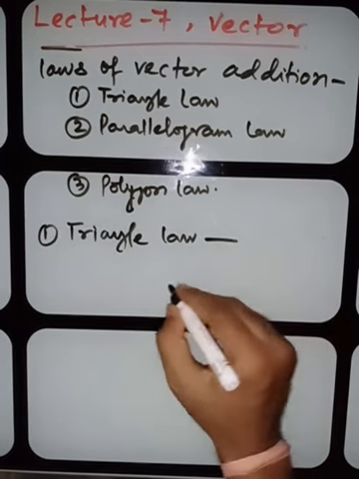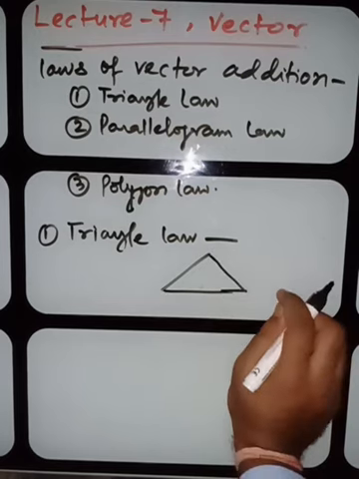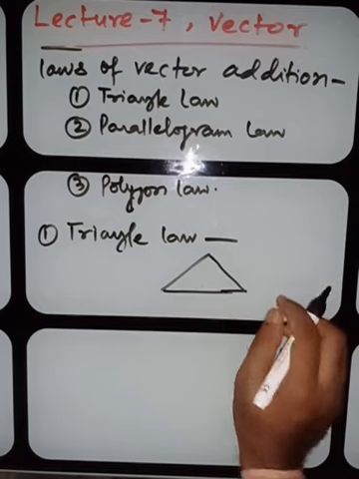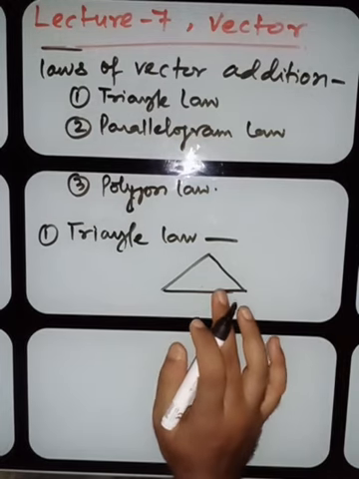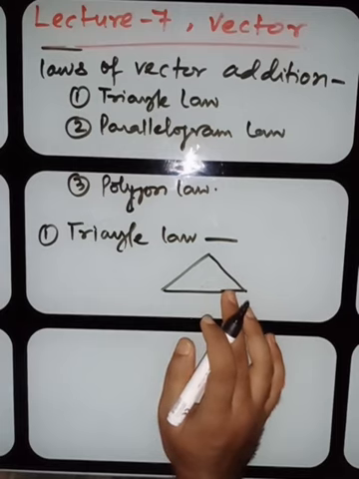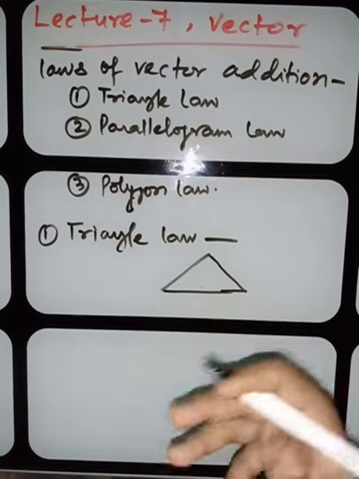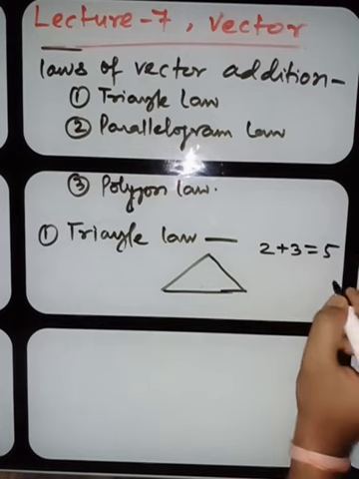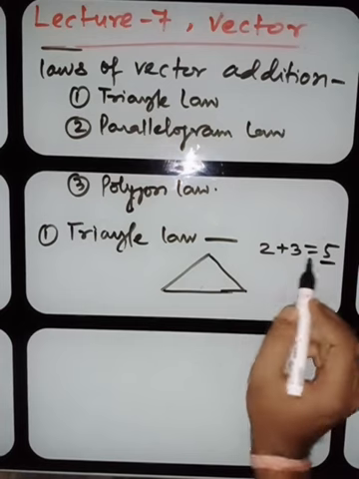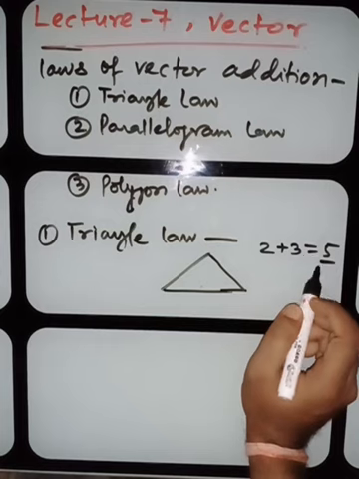Students, we know that to make a triangle we need three sides. But here the law tells you, if you use any two vectors to represent two sides of this triangle, then the third side will automatically be the resultant of those two vectors. What is the meaning of resultant? In ordinary mathematical language, 2 plus 3 is how much? It is 5. So 5 is the resultant of 2 and 3. The net or the resultant, both are the same.